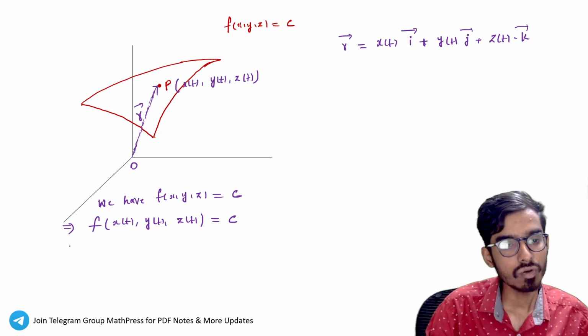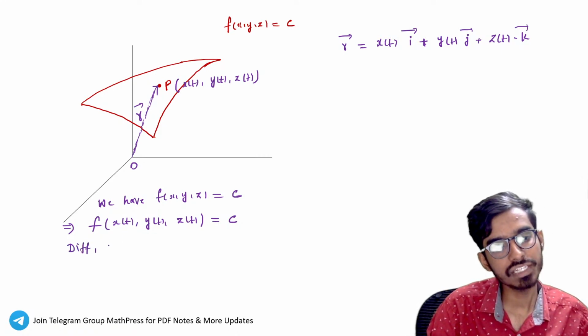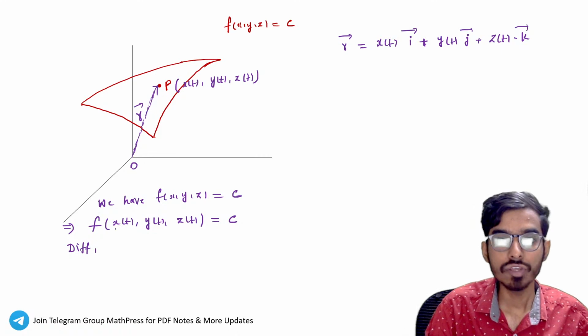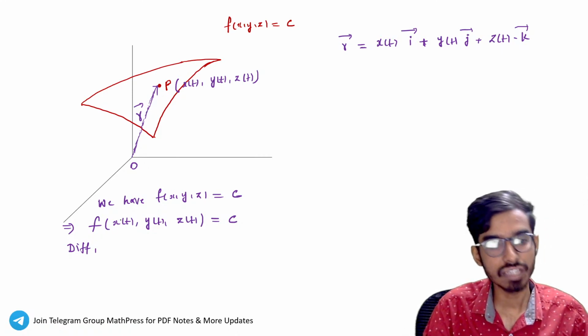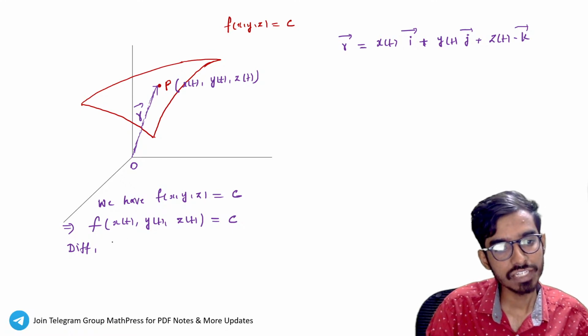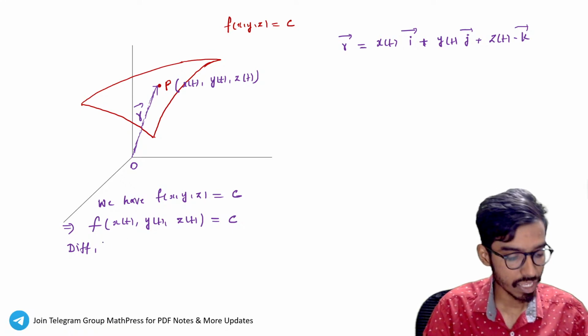Now you differentiate. When you differentiate this, I am going to use the chain rule because x is a function of t. So if I differentiate this f dash.